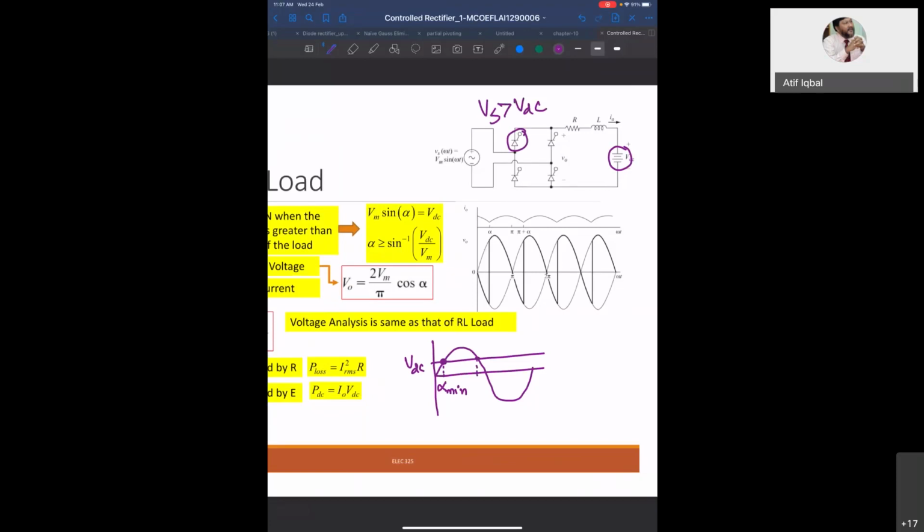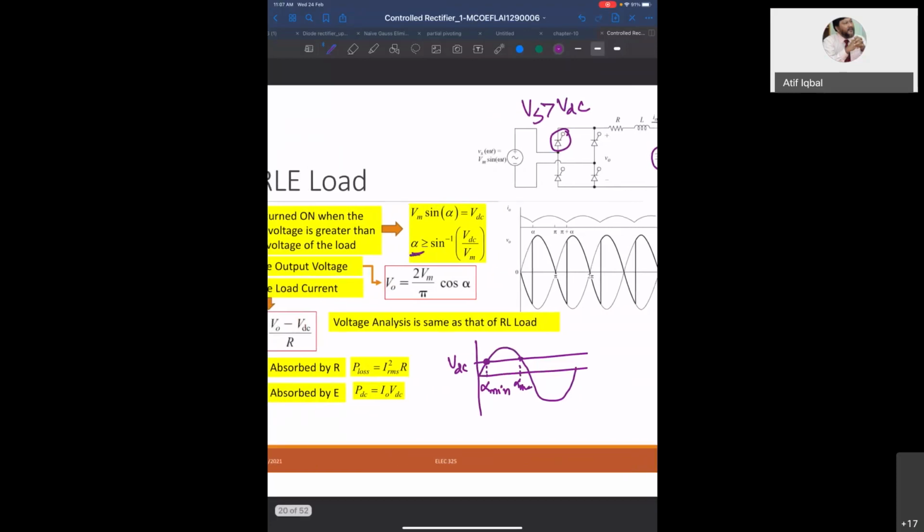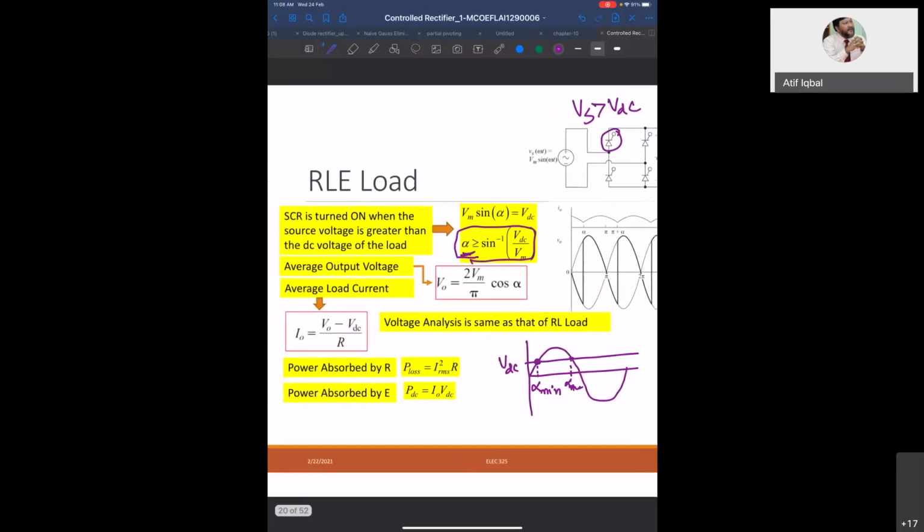This is your alpha minimum, this is your alpha maximum. So this is the expression that alpha must be greater than this value. Then only you will operate the machine, the converter. Then the average output voltage will be 2Vm/π cos α, the same as before.